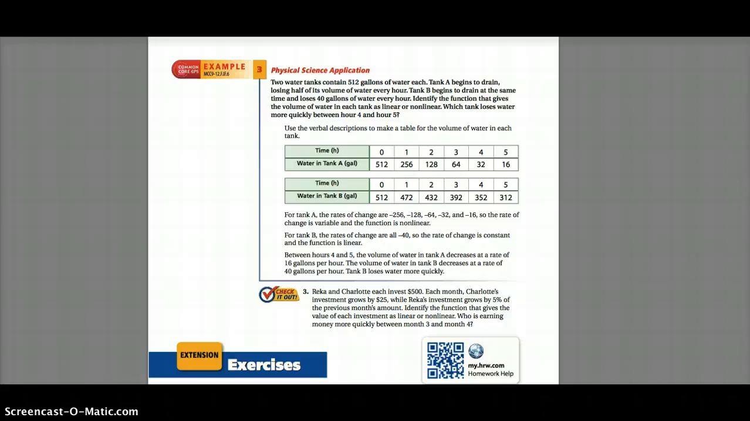All right, so I'll give you a moment to go ahead and read the problem to yourself here. If you're not quite done, go ahead and pause the video. So hopefully right from the beginning, when you look at this, you can see that this is not going to be a constant rate of change.